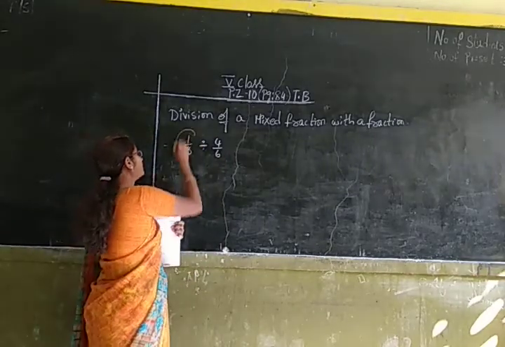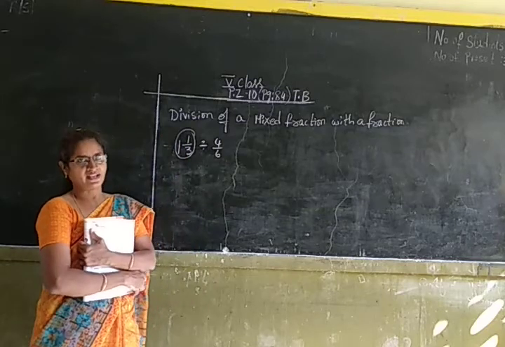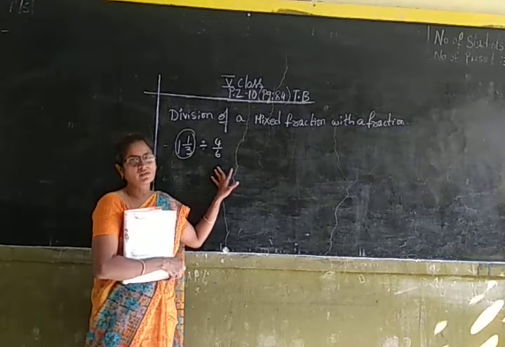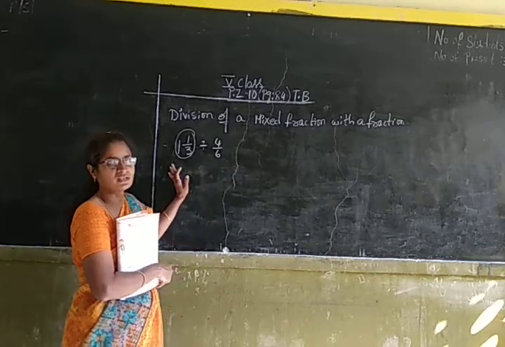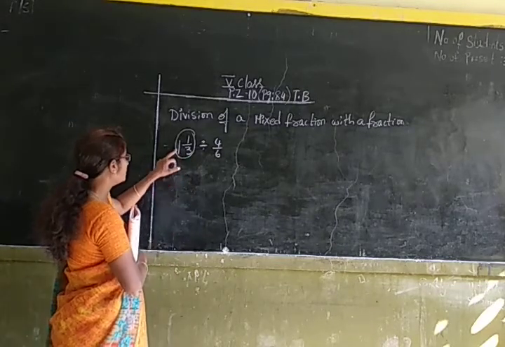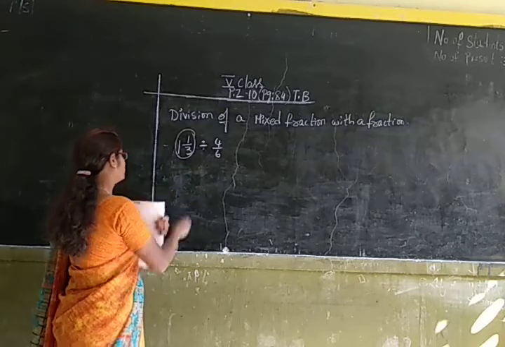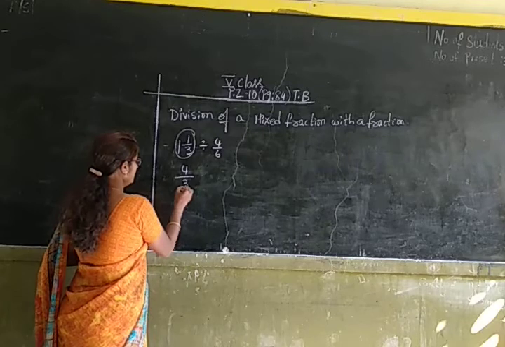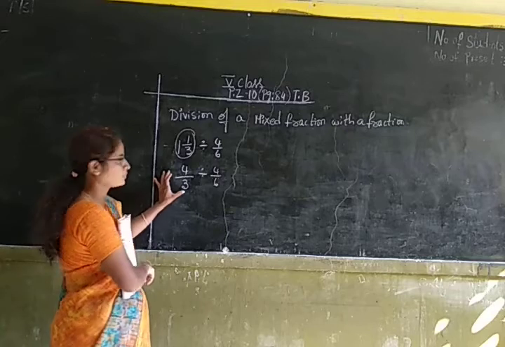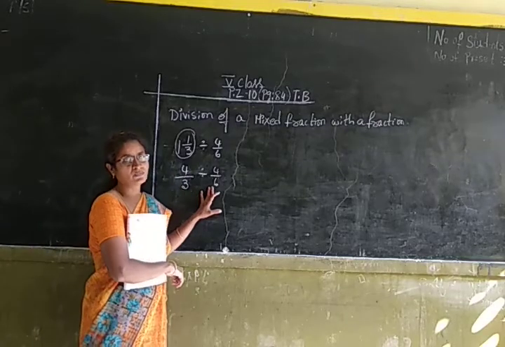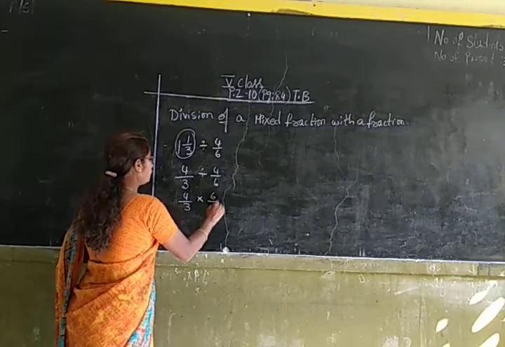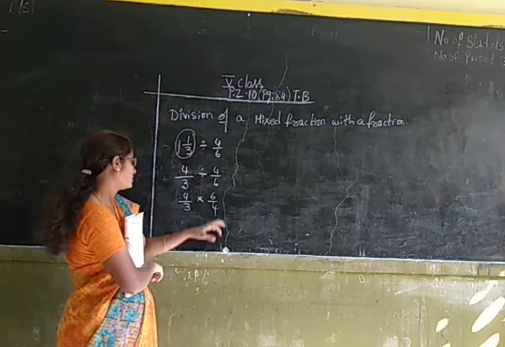First you convert the mixed fraction into an improper fraction. Write down the reciprocal of the second fraction and then multiply with the first fraction. First let us convert the mixed fraction into an improper fraction. 3 ones are 3 plus 1, so 4. 4 by 3 divided by 4 by 6. After converting, let us write the reciprocal of the second fraction. The reciprocal of the second fraction is 6 by 4.